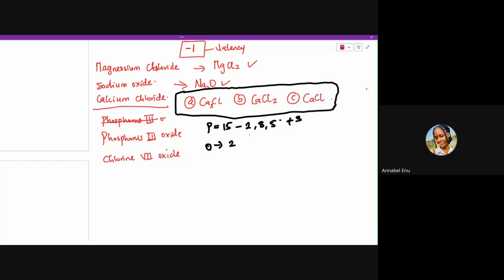So to write this one, oxygen is 2 and phosphorus is 3. So this oxide is already telling us we have 3 oxygen. So we are going to simply write it like this. And then our phosphorus is adopting the valency of oxygen as usual, 2. Then chlorine 7 oxide.